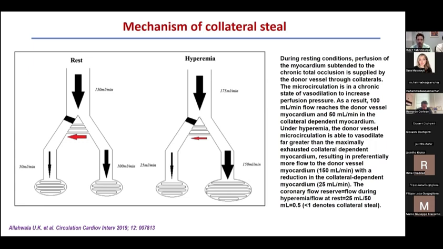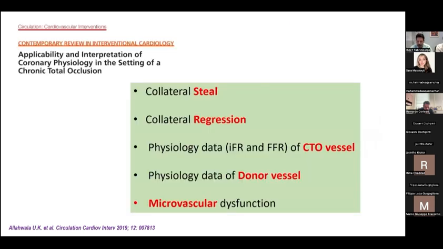During hyperemia, the donor vessel microcirculation is able to vasodilate more than the maximally exhausted collateral-dependent myocardium, resulting in preferentially more flow to the donor vessel myocardium with a reduction in the collateral-dependent myocardium. This is the concept of the steal.